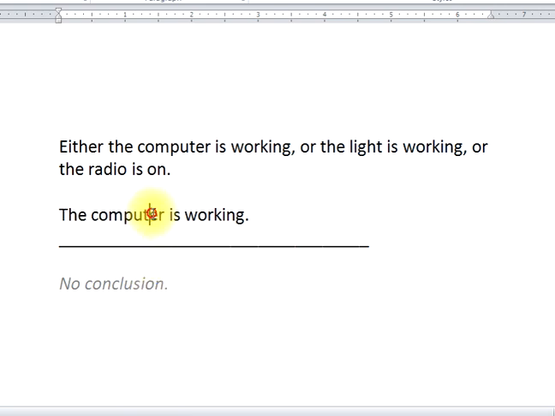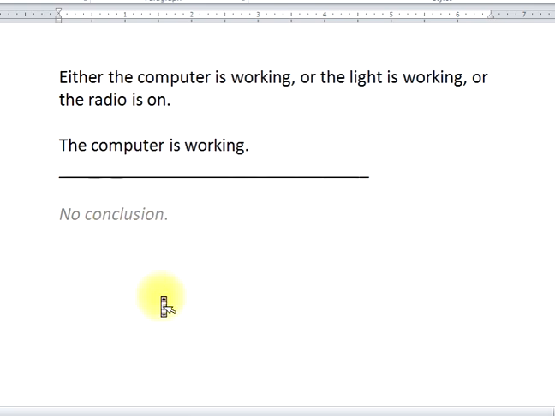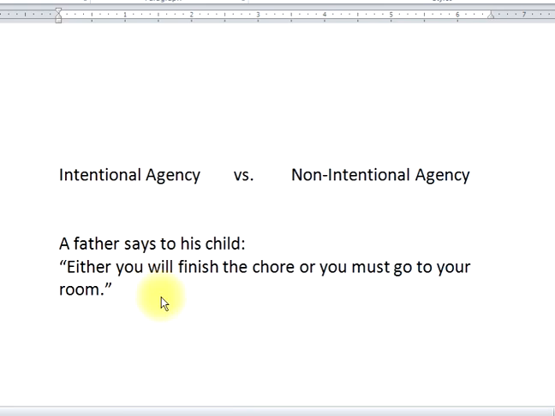And the conclusion is always going to be what has to be the case, given the major premise and the minor premise. So if we don't have anything that is obviously necessarily the case after these two are articulated, then we don't have a conclusion. Can't draw anything from that one.